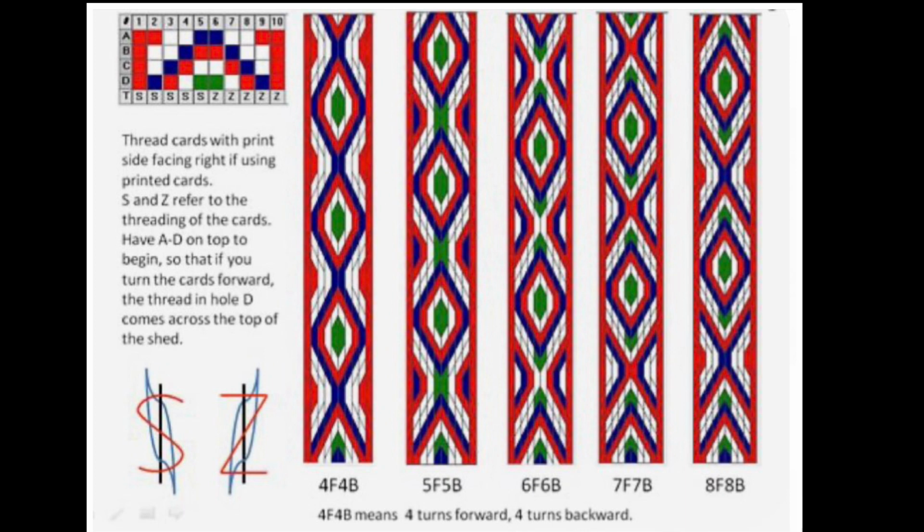The biggest difference here is your turn directions, and that's shown at the bottom of each sample with a 4F, 4B, or 5F, 5B. This is an abbreviation for 4 forward and 4 backward. Your whole deck is turning together.